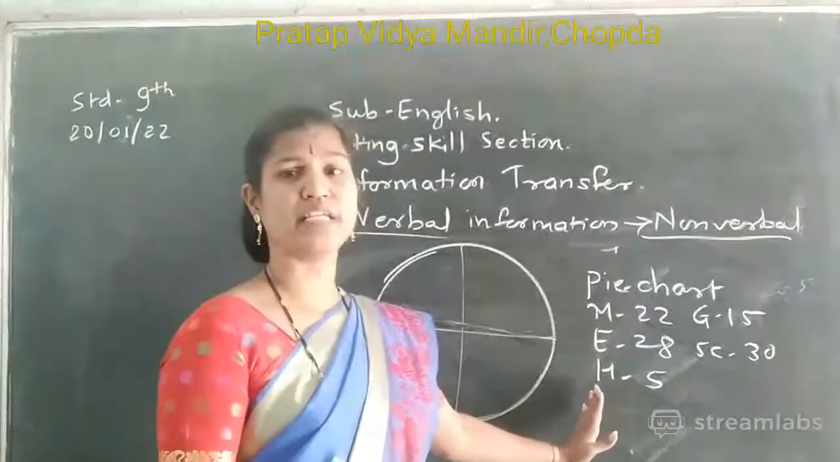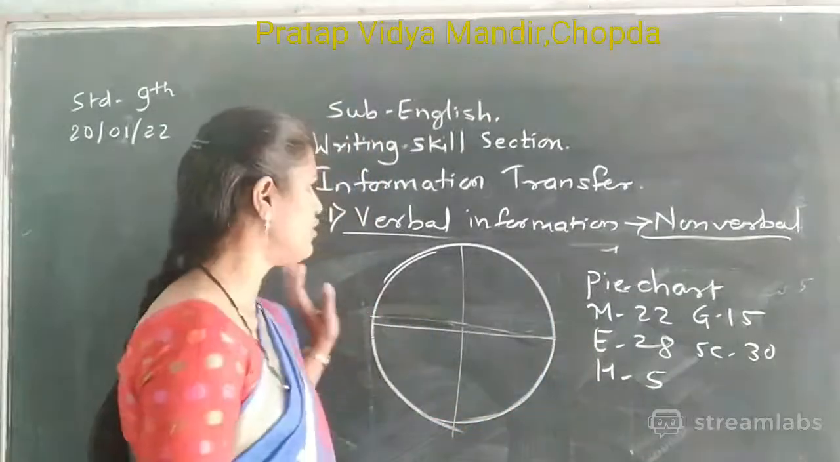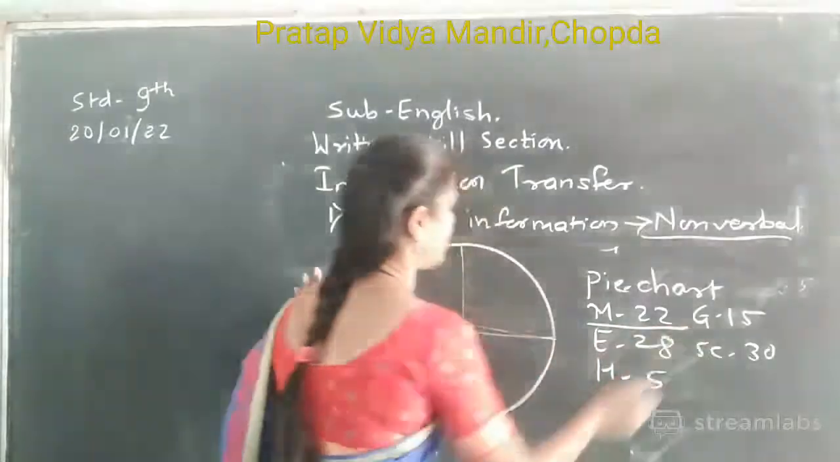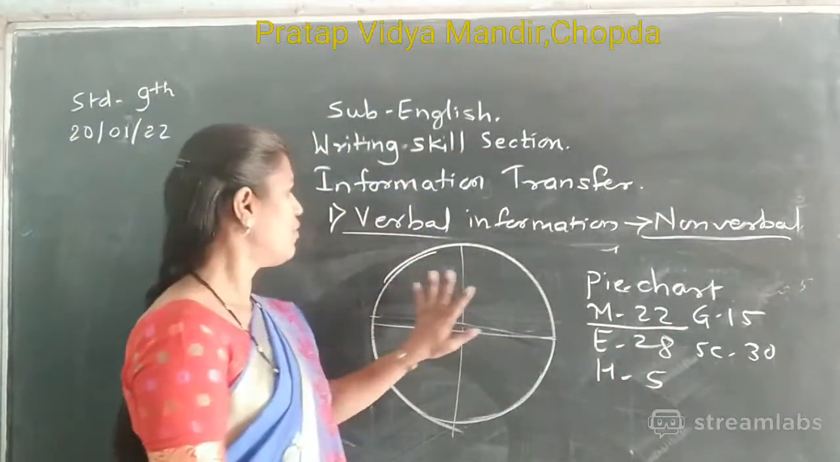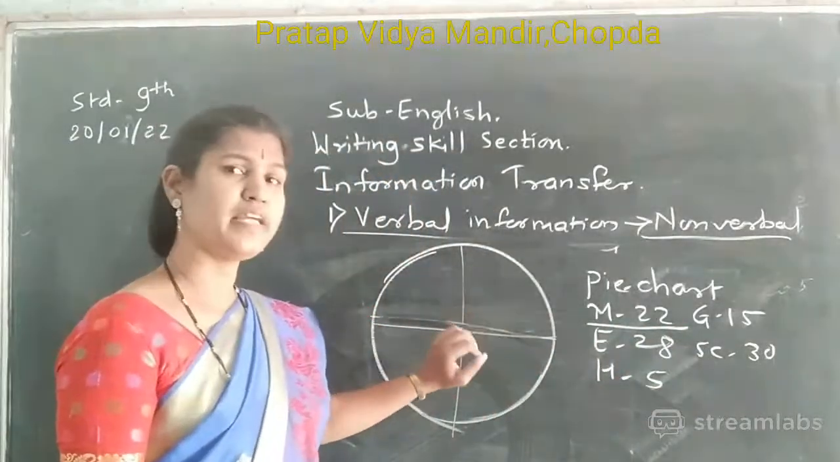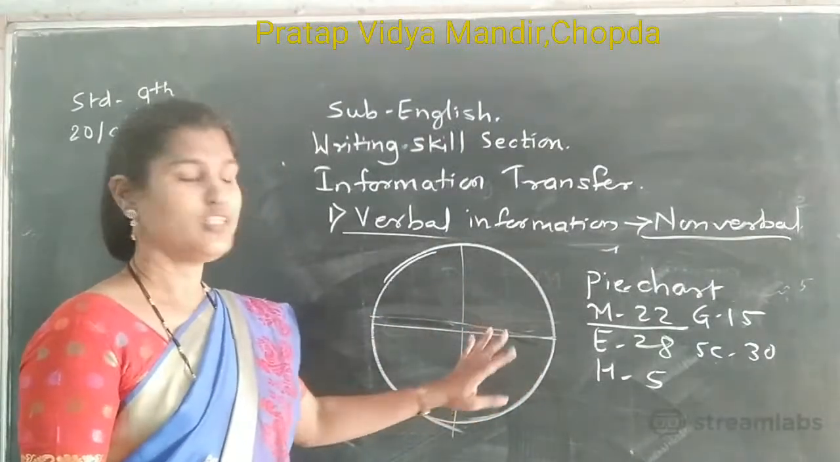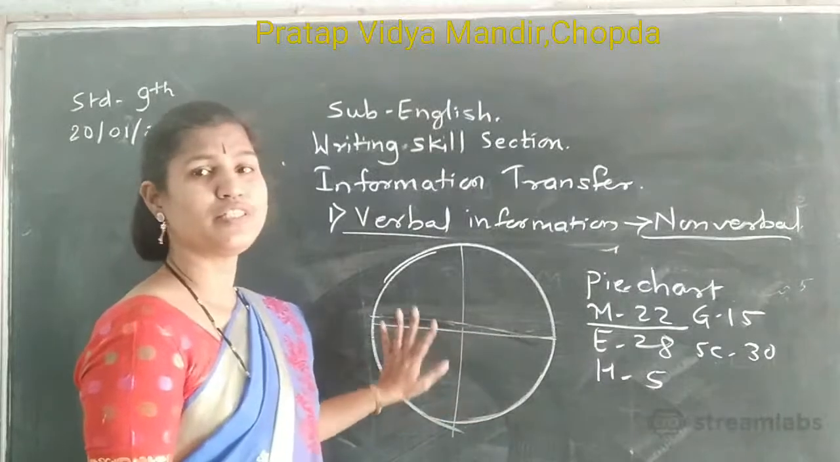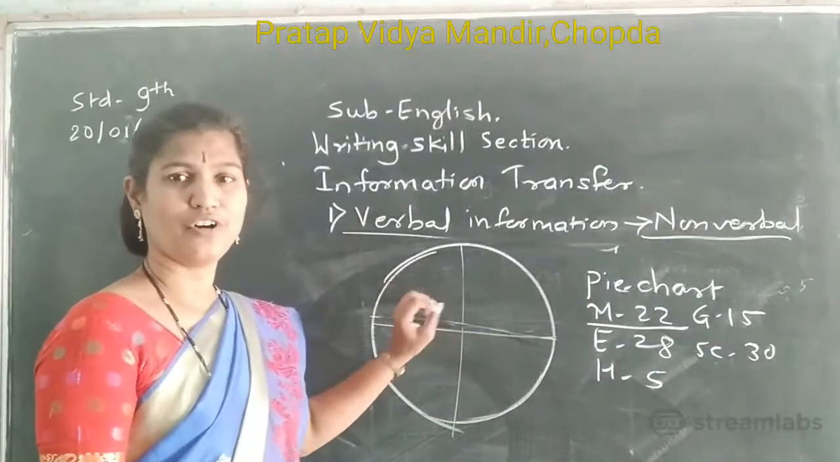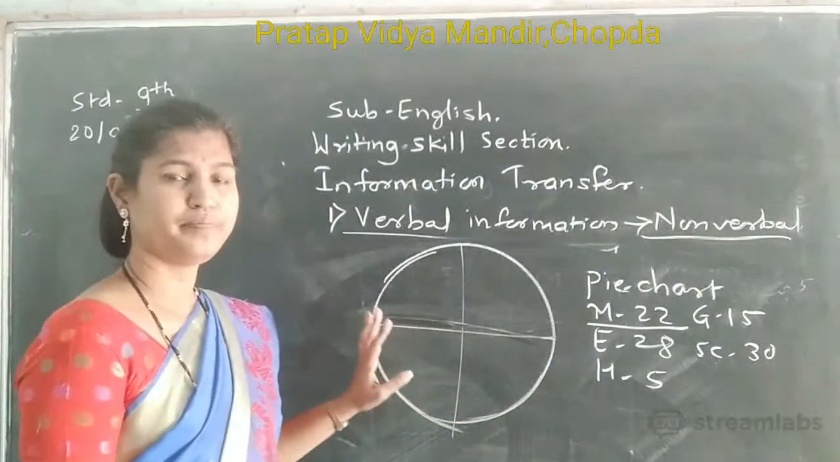Now it has been given in this type. So what will you do? Maths 22%. Now I have drawn a circle. I have divided it into 4 parts. Okay. So each part shows 25% of the circle. Am I right?